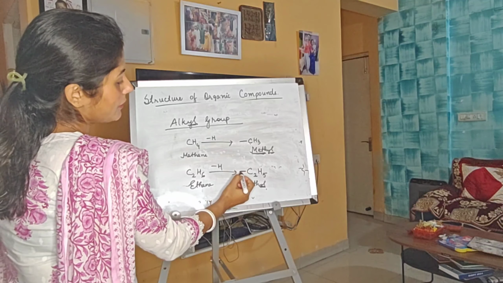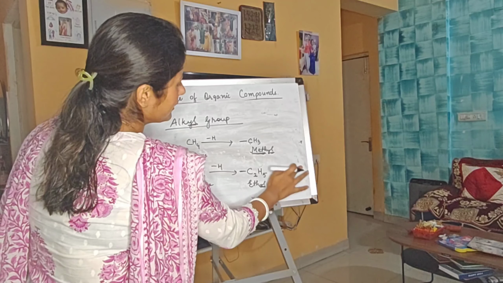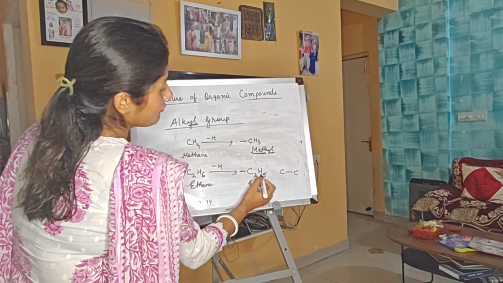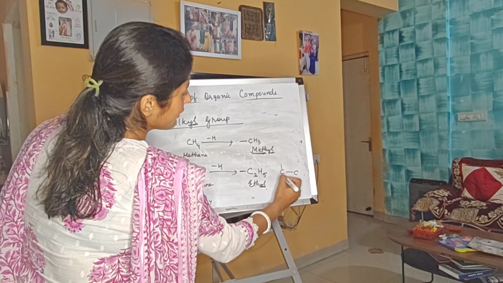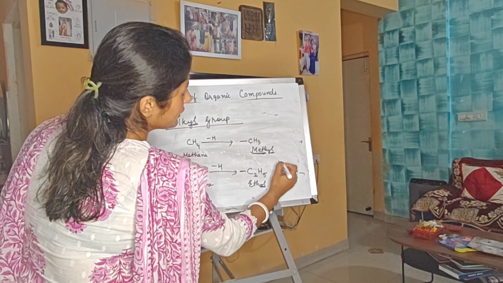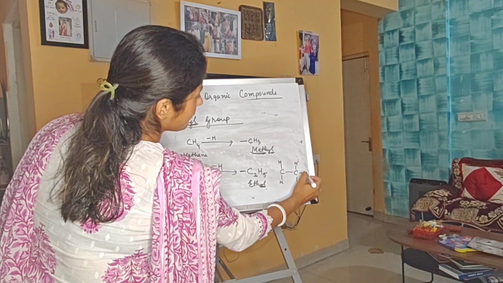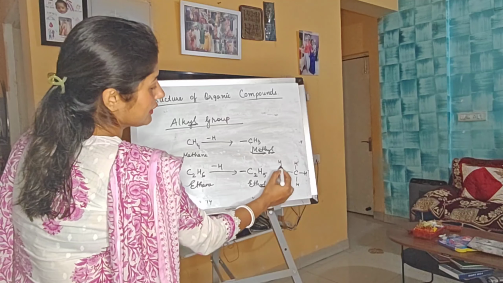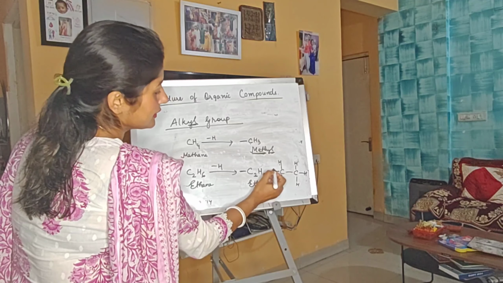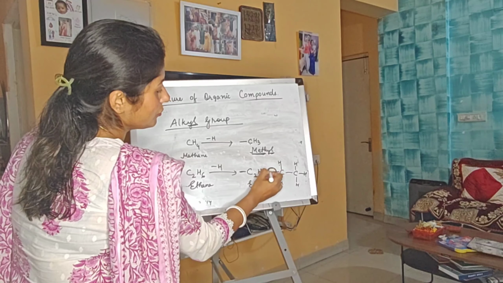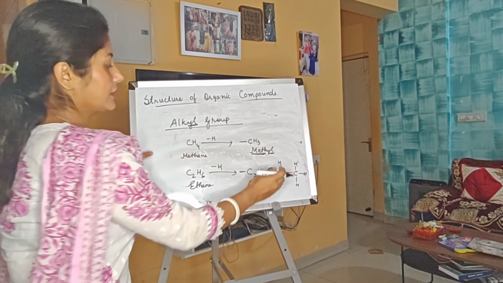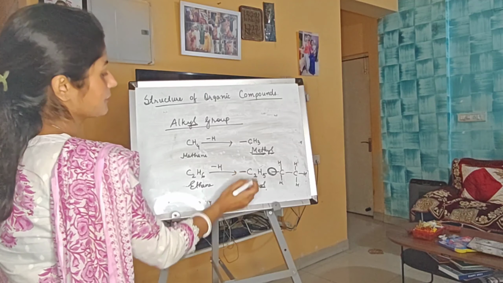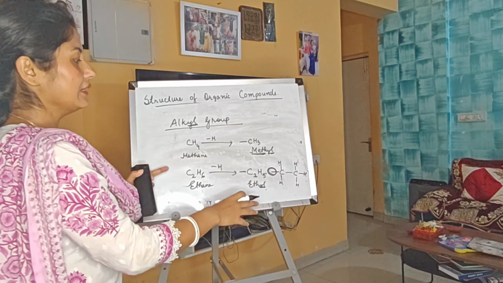Here also I have put a bond. The reason being, if I try to draw its structure, for 2 carbon atoms I'll put it like this and 5 hydrogen atoms. 5 hydrogen atoms means 2 with this carbon and 3 with this carbon. So for this carbon I can see that the valency is not satisfied. There are 3 valencies, 1, 2 and 3. So this site is vacant. So some other group may come up and bond with this carbon to satisfy its tetravalency. This is the reason I have put a bond here. So this is all about the alkyl group.